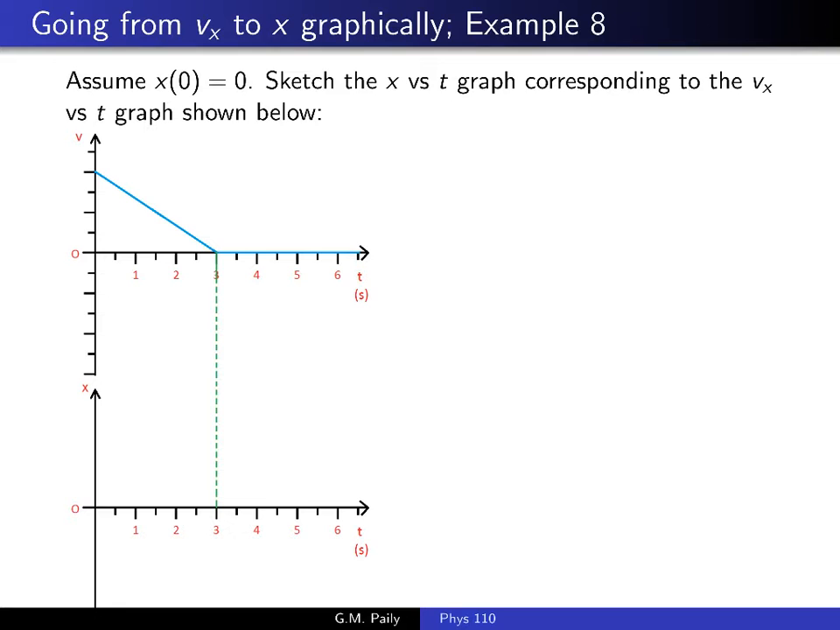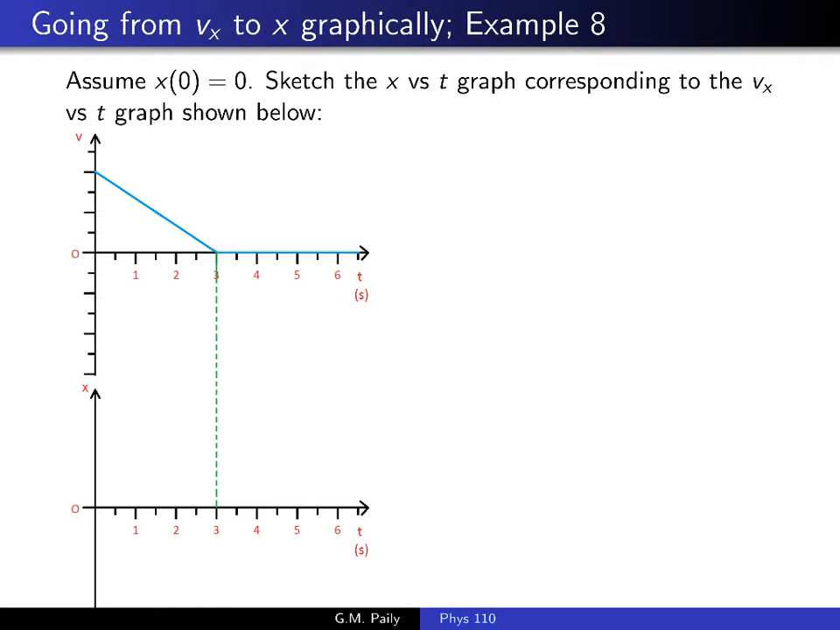We now proceed to discuss the solution. We first notice that this part of the graph is linear. The velocity is positive but going to 0. We know that when integrating a linear function, we will get a quadratic function. And so the x versus t graph for this part will be parabolic. Once again, the question is, does the graph look like this or like this?